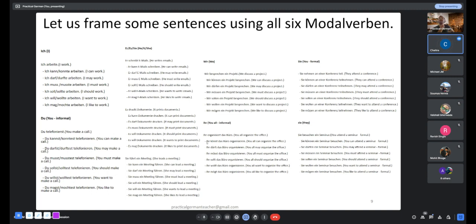Ihr kontakt... Das Büro organisiert. There is no umlaut. Here, where is the umlaut? Okay. Got it. Er durfte das Büro organisieren. No, no, we are talking about "ihr". So ihr durftet, ihr musstet, ihr solltet, ihr wolltet, ihr mochtet. That's it. Okay. All right.